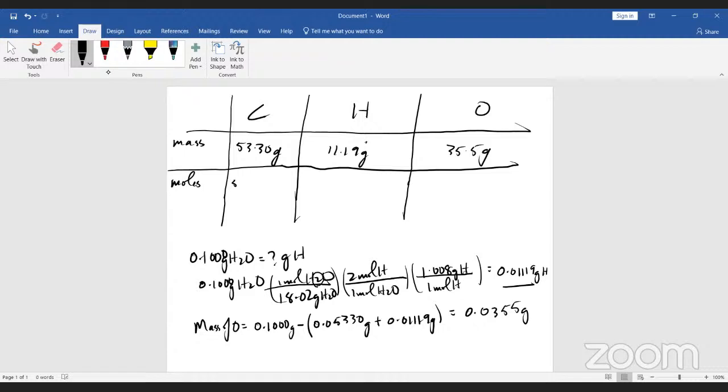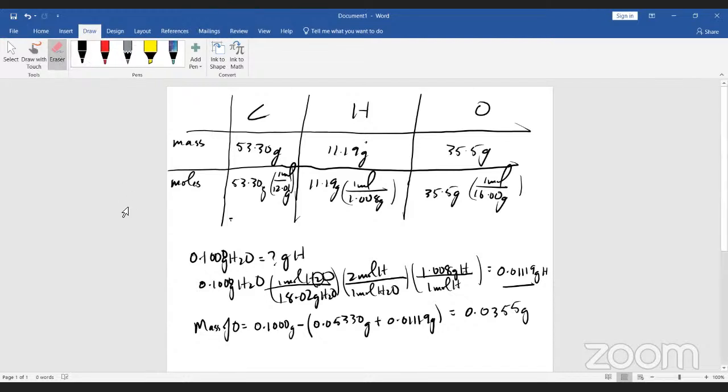So in the case of carbon, that's 53.30 grams multiplied by 1 mole over 12.01 grams. In the case of hydrogen, that's 11.19 grams multiplied by 1 mole over 1.008 grams. And in the case of oxygen, we take the 35.5 grams and we multiply by 1 mole over 16.00 grams. So we have to work out each of these.